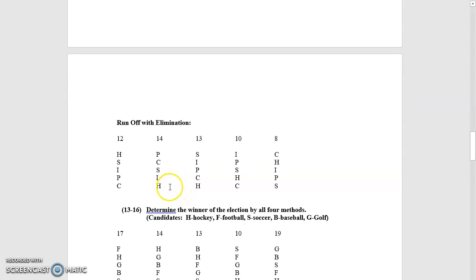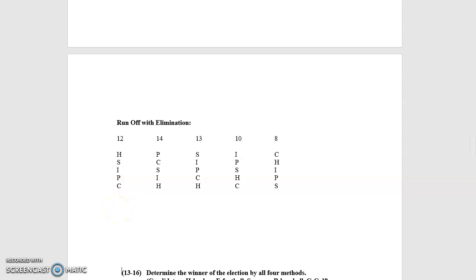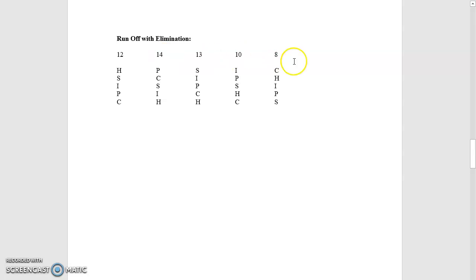Now the runoff with elimination method, and let me just get this to the next page. Okay, the runoff with elimination method: H has 12, P has 14, S has 13, I has 10, and C has 8. We eliminate one at a time. C goes away, and those 8 votes go to H.